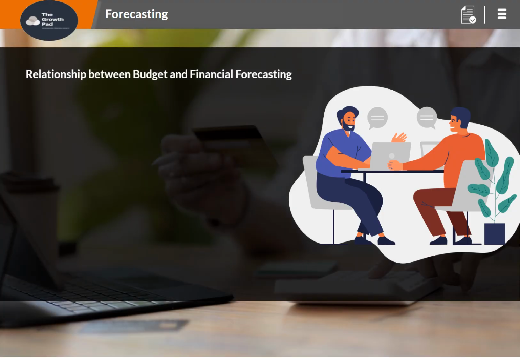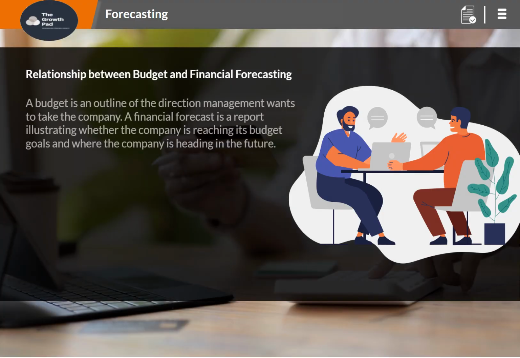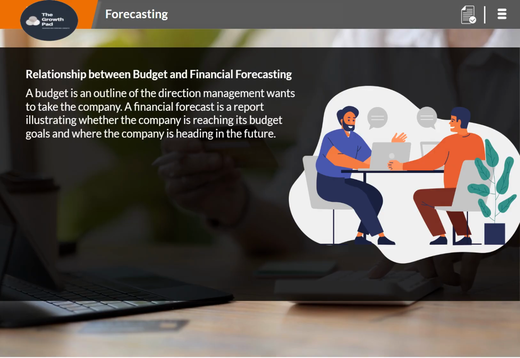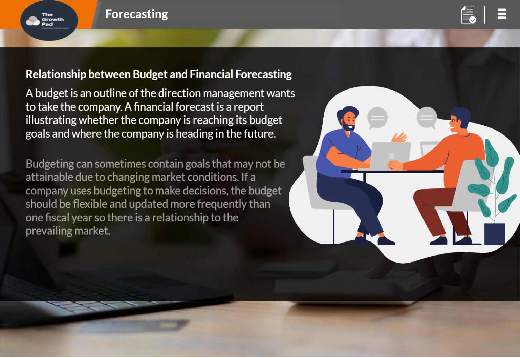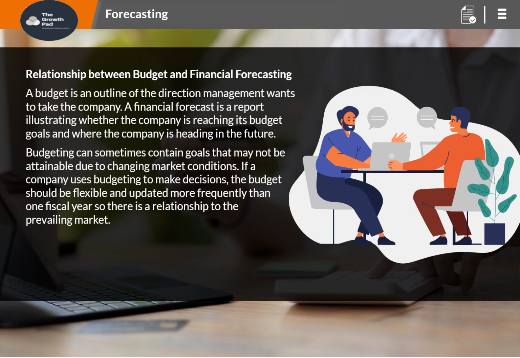Relationship between budget and financial forecasting. A budget is an outline of the direction management wants to take the company. A financial forecast is a report illustrating whether the company is reaching its budget goals and where the company is heading in the future. Budgeting can sometimes contain goals that may not be attainable due to changing market conditions.